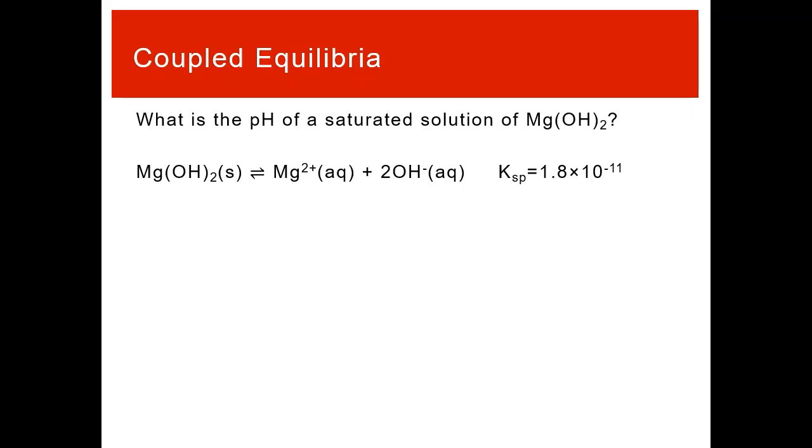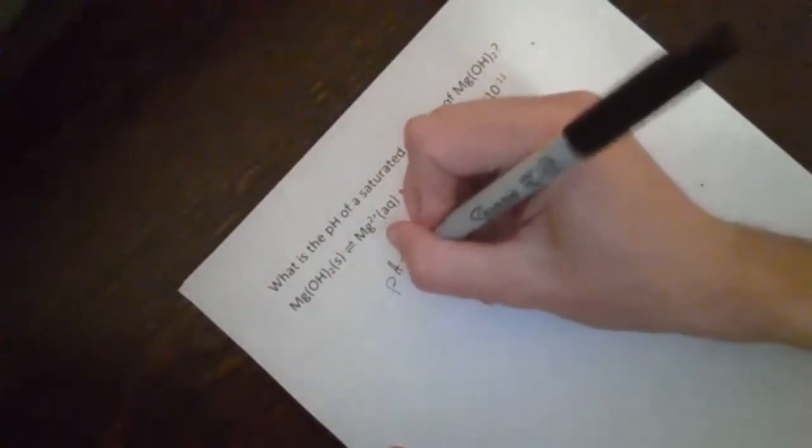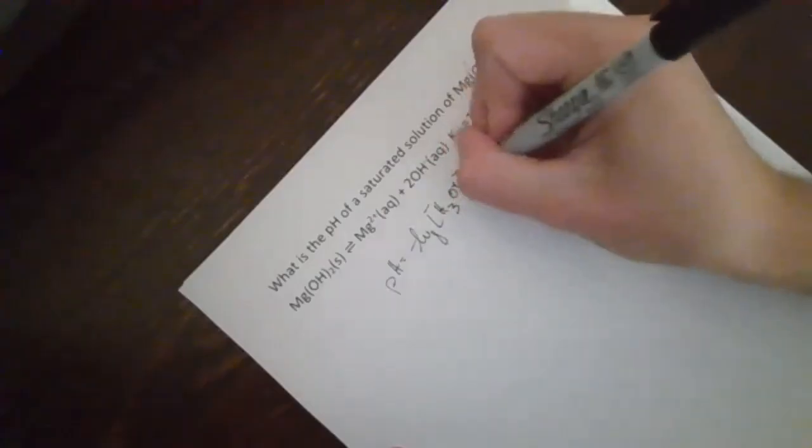What is the pH of a saturated solution of magnesium hydroxide? We know that magnesium hydroxide dissolves into magnesium 2+ and the two hydroxides. And for this, Ksp is 1.8 times 10 to the negative 11. So what is the pH, our old friend, of a saturated solution of magnesium hydroxide? We know if we want the pH, that comes from the negative log of hydronium, right?